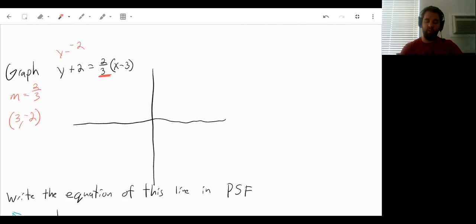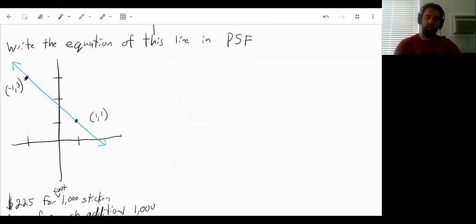And now to graph it, all you need to do is find that starting point. So you go right 3, down 2. You've got your starting point. And then your slope says you go up 2 and right 3. So if we go up 2, right 3, we'll have our next point. That's enough for you to connect the dots, and you've got your line. And that's all there is to graphing this. You just have to watch out for that changing of the minus negatives that are disguised as positives.